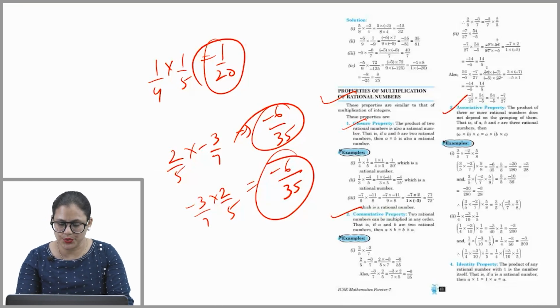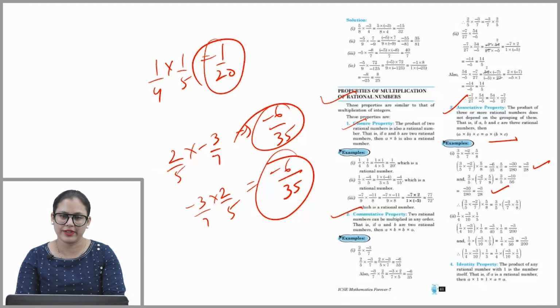Next is associative property. The product of 3 or more rational numbers doesn't depend on the grouping of them. That is, if A, B and C are 3 rational numbers, then (A into B) into C is equal to A into (B into C). Okay. For example, if we change the groupings, we will again get the same answer, right?